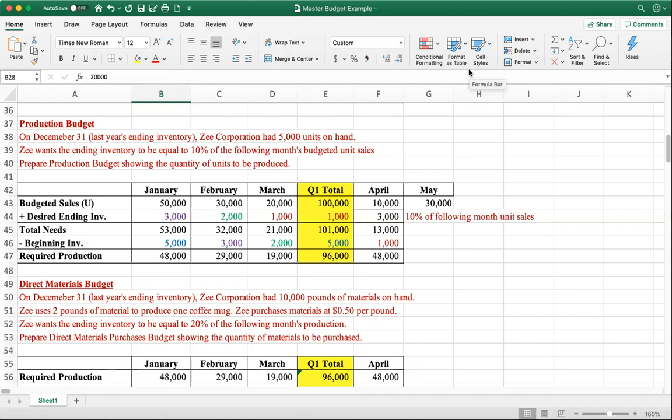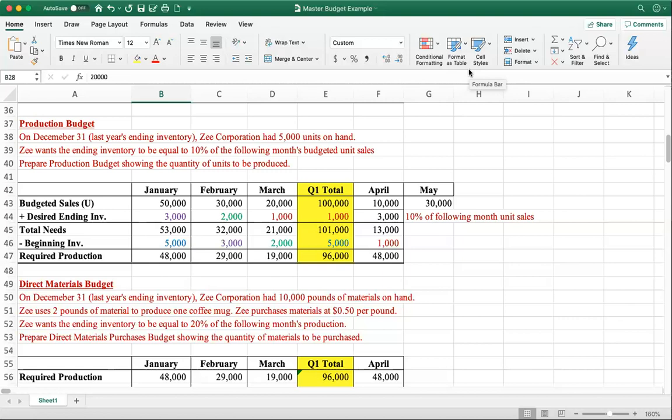Now, it doesn't just rely on the sales budget itself, because you may plan to sell 100,000 units, but you may or may not need to produce 100,000 units, because it depends on your beginning inventory, which is last year's ending inventory.